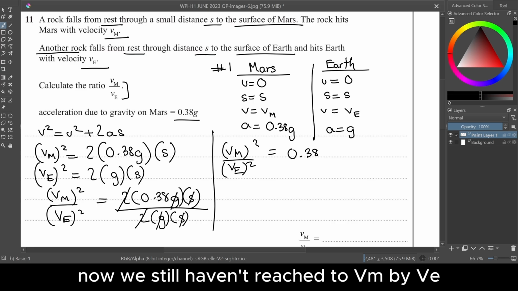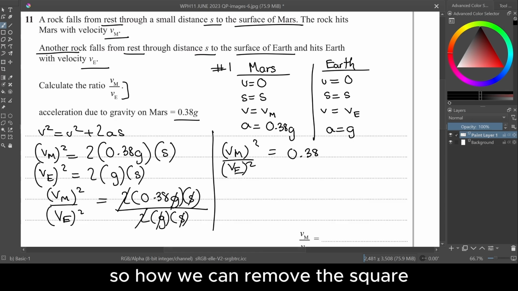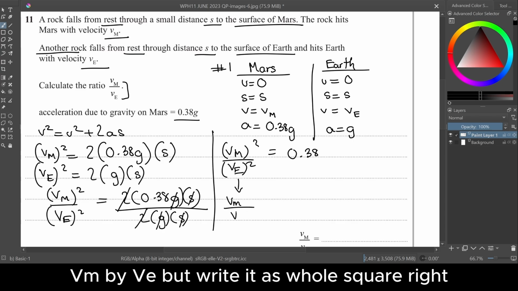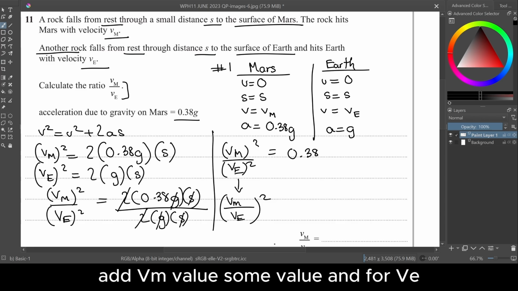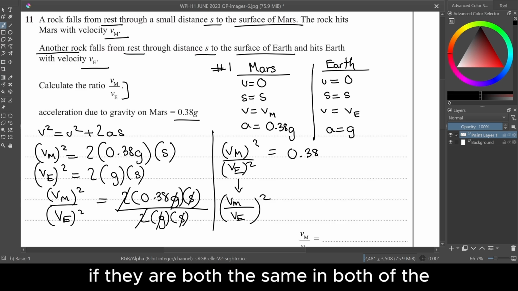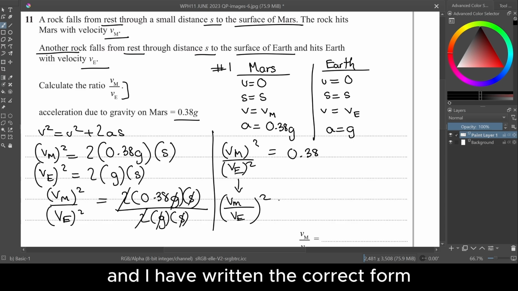Now we still haven't reached vm by ve. They still have a square. So how can we remove the square? We can write this exact same thing like this, vm by ve, but written as a whole square. They both are the same thing. If you want to do the comparison, you can just add some value for vm and some value for ve and calculate it. If they are both the same in both writing ways, then you know that it is correct and I have written the correct form.